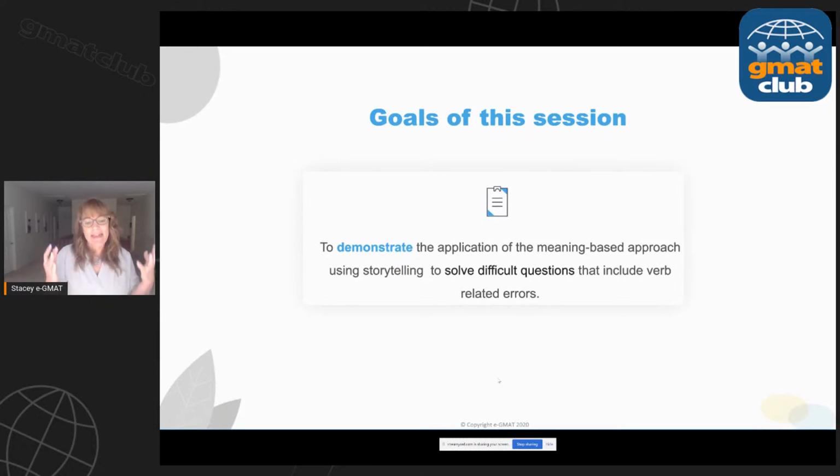It's really that simple. We're going to look at difficult questions today, and we are going to learn how to use the different tenses. We're going to deal with simple tense, past perfect, present perfect, all those really complicated tenses, and see how to tackle those just using this storytelling meaning-based approach. You don't have to conquer a ton of grammar rules to get your minds around verbs. It's really a very simple approach with that meaning-based approach.